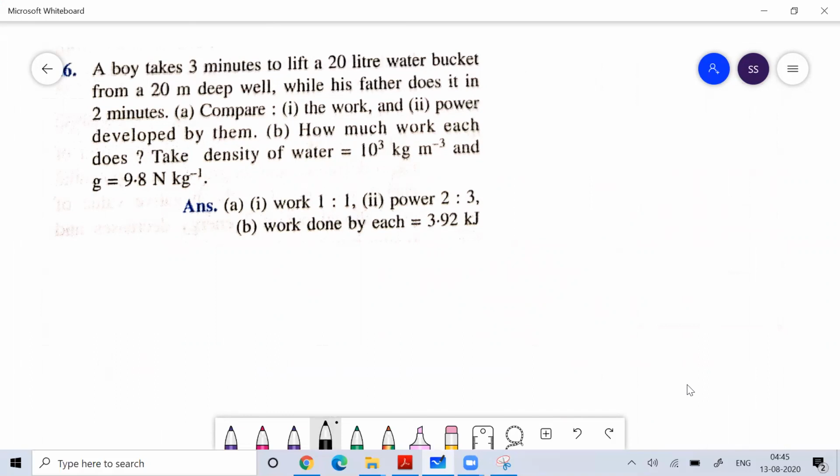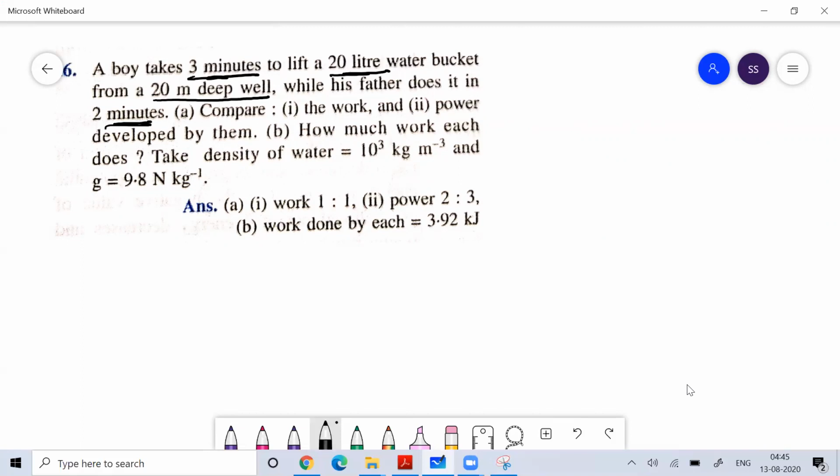This will be the last question of this class. So by that I'll finish the first exercise. A boy takes 3 minutes to lift a 20-liter water bucket from a 20-meter deep well, while his father does it in 2 minutes. So compare the work done.